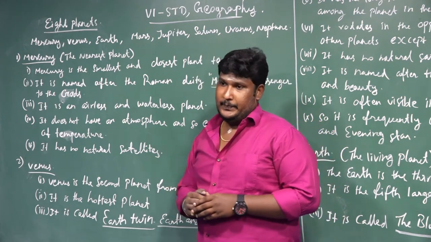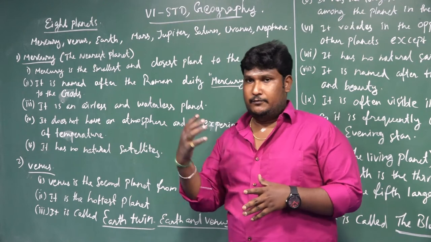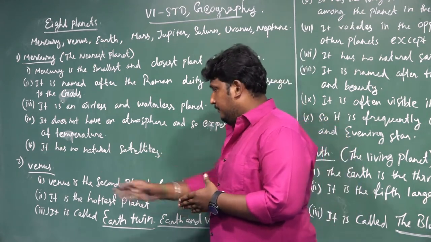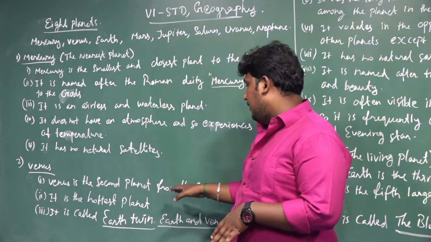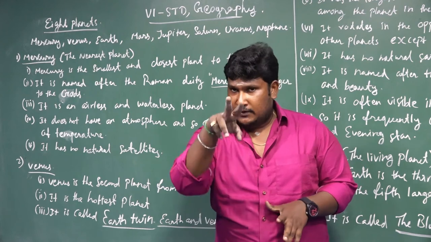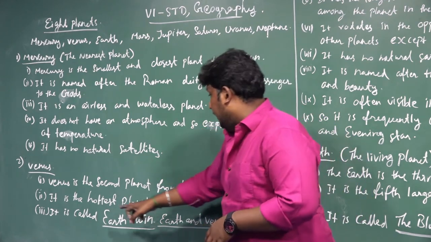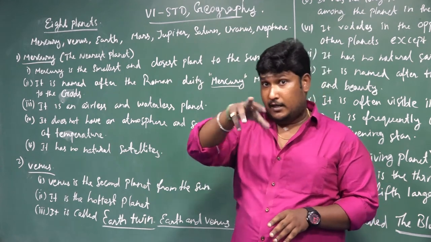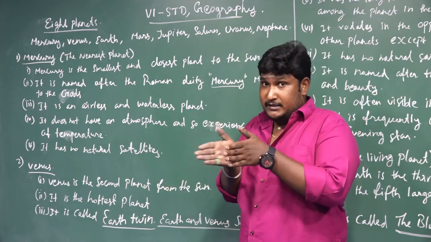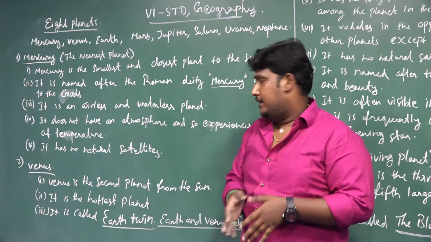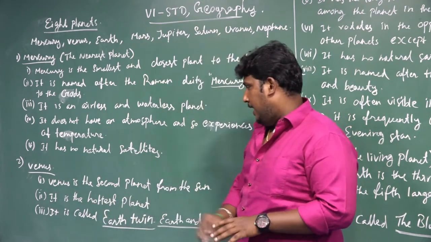Second one, Venus. First we discussed Mercury, and the second planet is Venus. Venus is the second planet from the Sun. It is the hottest planet. Mercury is very hot and Venus also, because it is nearest to the Sun. So that's why we call it the hottest planet.